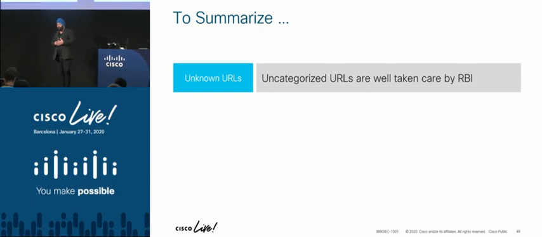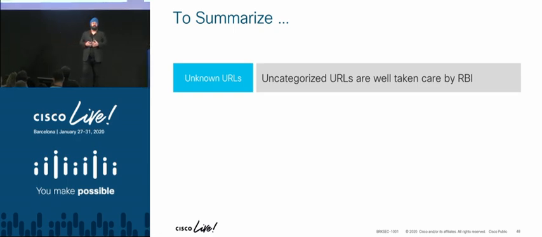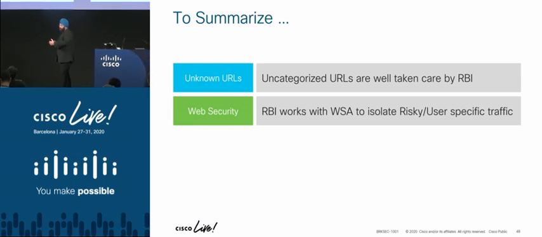So to summarize what we discussed today, first of all is the unknown URLs. Any point of time, whenever you're using that, with any solution in the market, that's where the RBI solution really plays an important role. Second is the web security. So especially when you want to isolate traffic for your top execs or your C-level, that's where you want to use this RBI solution.